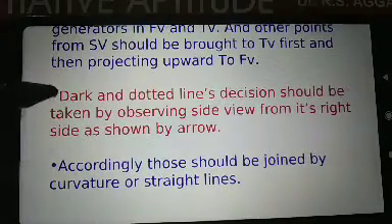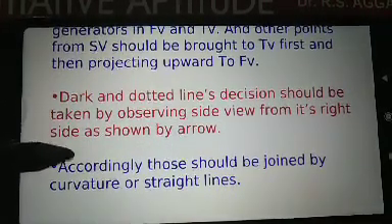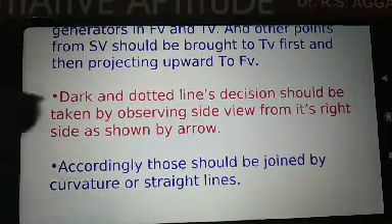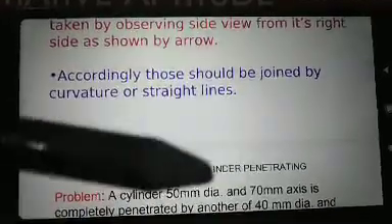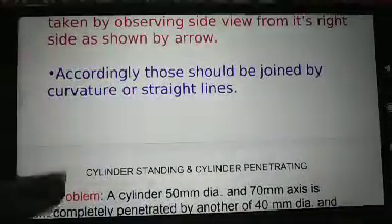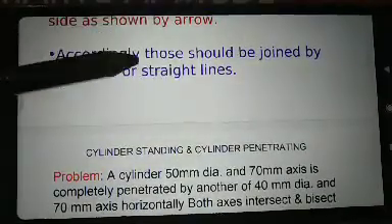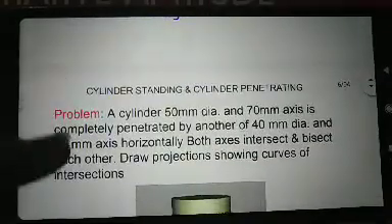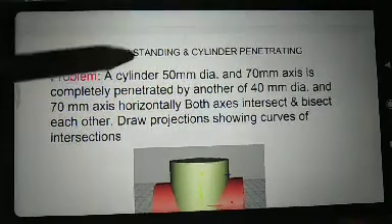Now, the dark and dotted lines should be taken by observing the side view from its right hand side, as shown by the arrow. Arrow से show करते हुए हमें right hand side को जाते हुए उसको mark करना है और उसकी side देखनी है या उसका dark and dotted निकालना है. Accordingly, these should be joined by a curve or a straight line, and we have to mention that.